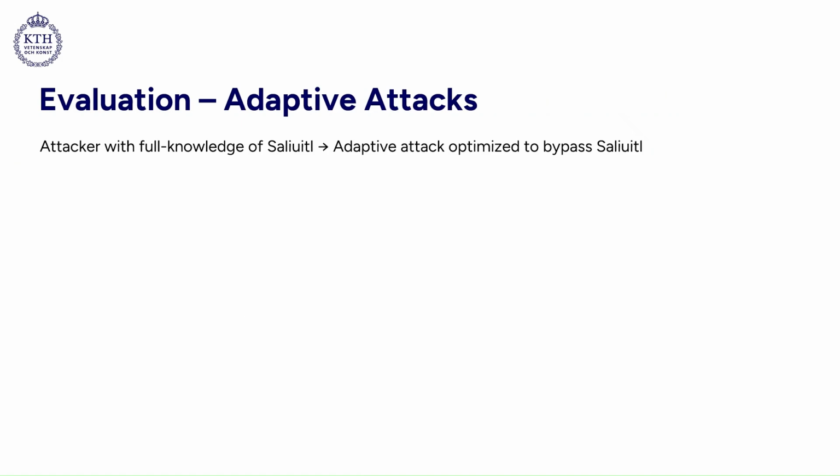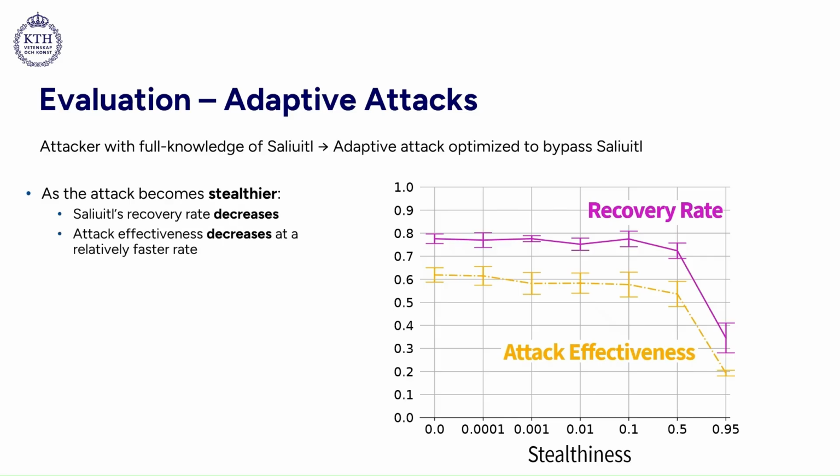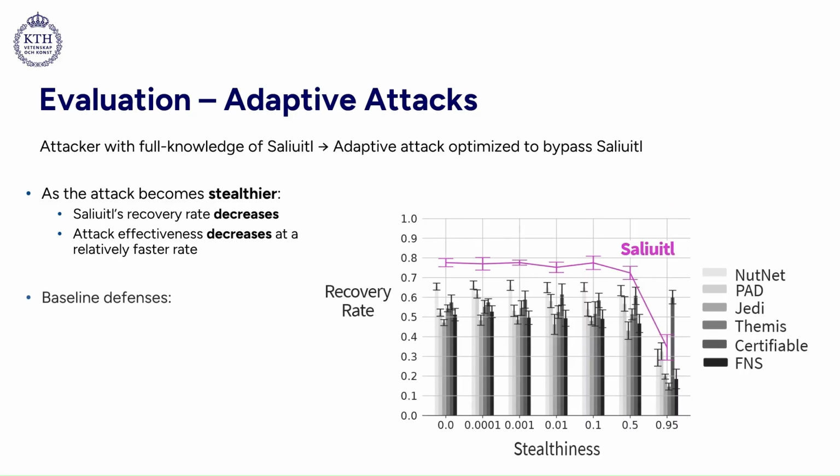We also consider an adaptive attacker with full knowledge of Saliuitl, which is able to launch attacks optimized to bypass our defense. This figure shows the recovery rate of Saliuitl and the effectiveness of the adaptive attack for different degrees of stealthiness from the adaptive attacker. We find that as the attack becomes stealthier, Saliuitl's recovery rate decreases, yet the attack effectiveness decreases at a relatively faster rate than Saliuitl's recovery rate. We also evaluate baseline defenses against this adaptive attacker, and we find that all non-certifiable defenses are less resilient to the adaptive attack than Saliuitl, even though the adaptive attacker has no knowledge of these baseline defenses.